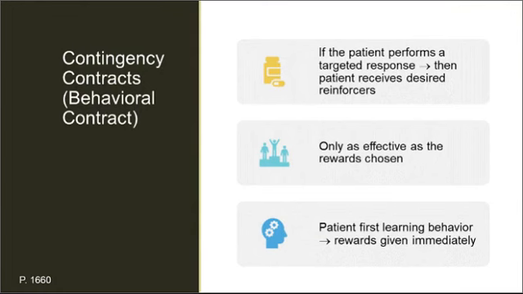Contingency contracts. Contracts are important. Patient is rewarded, contingent on meeting desired outcomes. Effective incentives can be vouchers, cash equivalents, prize-based approaches. Token economies: patients can accumulate token rewards for treatment compliance for exchange of privileges or actions. Patient first learns the behavior and rewards are given immediately. Be able to apply or identify those in a situation.